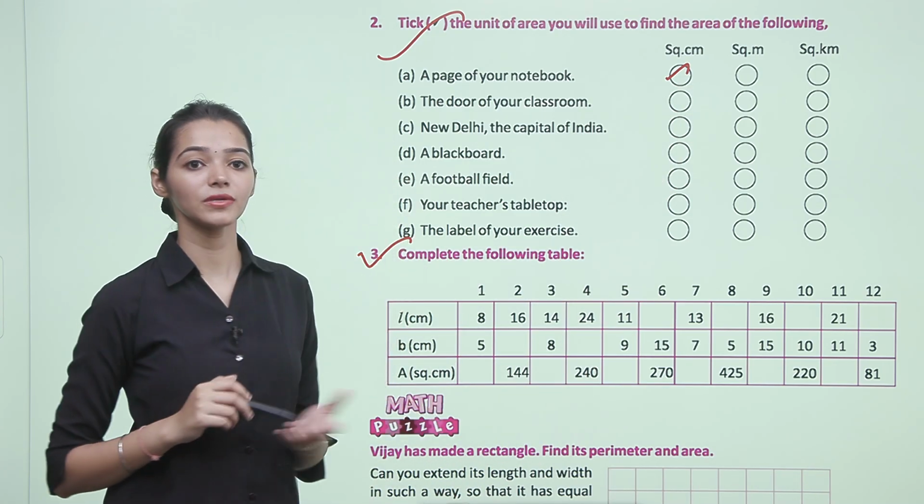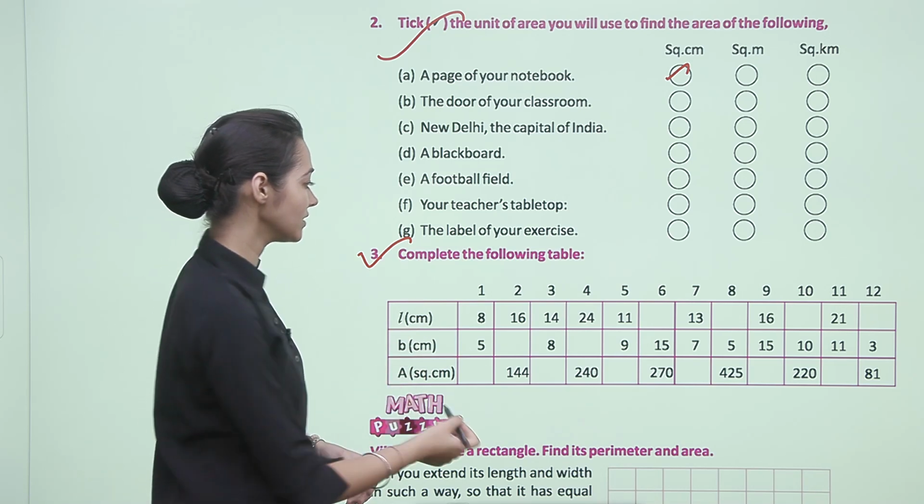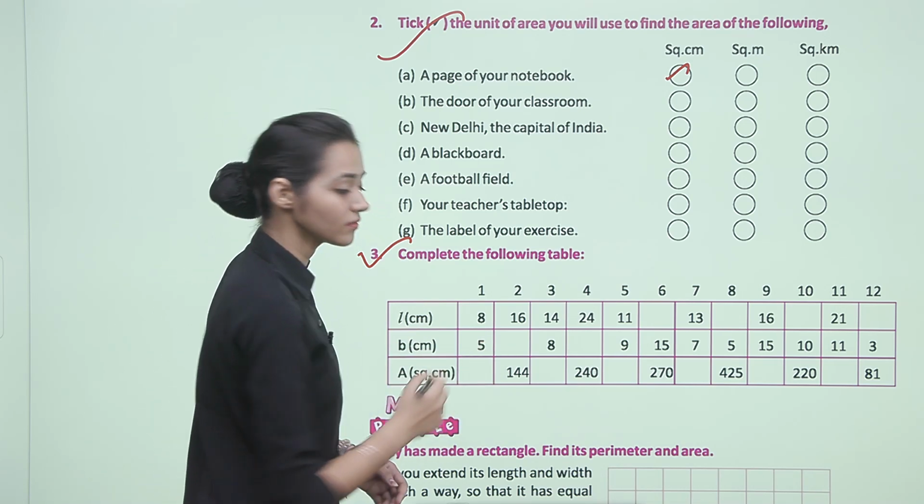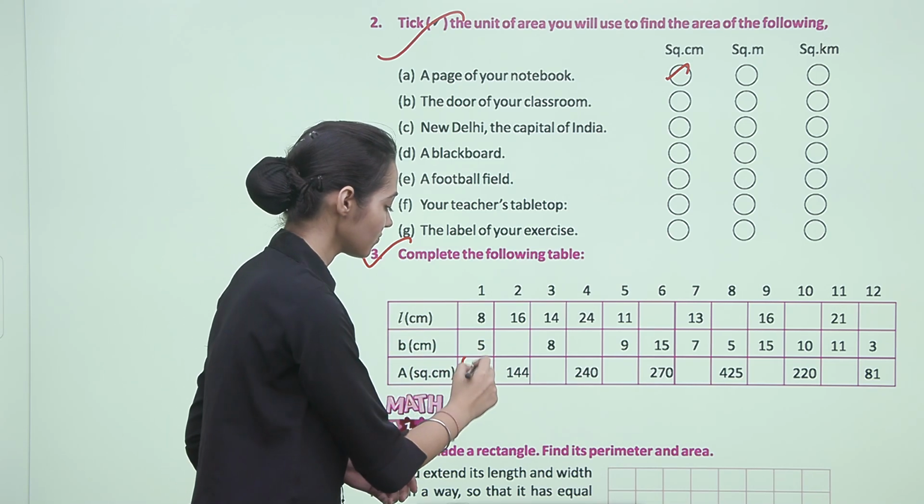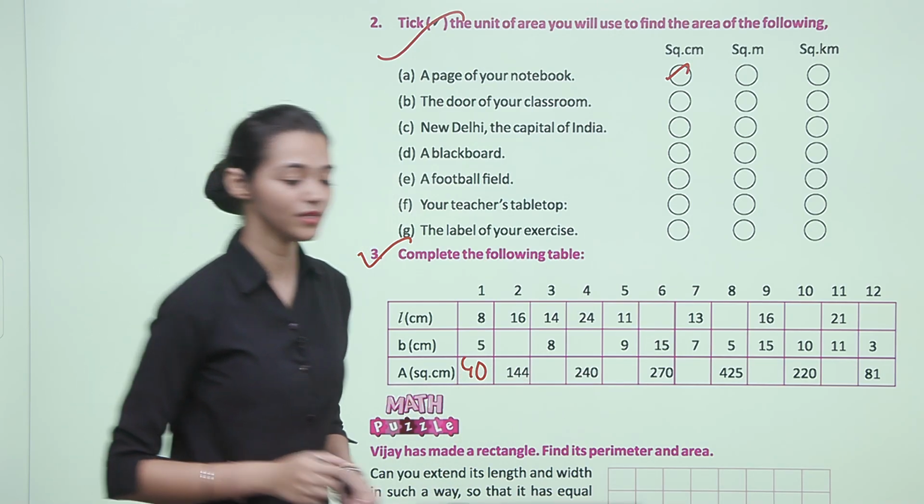And the next one, we have to complete the following: length is given, breadth is given, then area is length into breadth, that is equal to 8 5s are 40. That's how you have to complete this table.